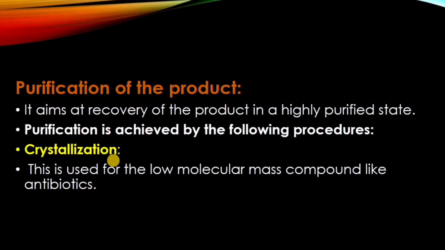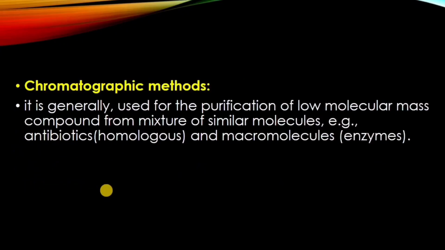Now the other step is purification of the product. It aims at recovery of the product in a highly purified state. Purification is achieved by the following procedures. Crystallization is used for low molecular mass compounds like antibiotics. The chromatographic method is generally used for the purification of low molecular mass compounds from a mixture of similar molecules, for example, antibiotics, and macromolecules such as enzymes.